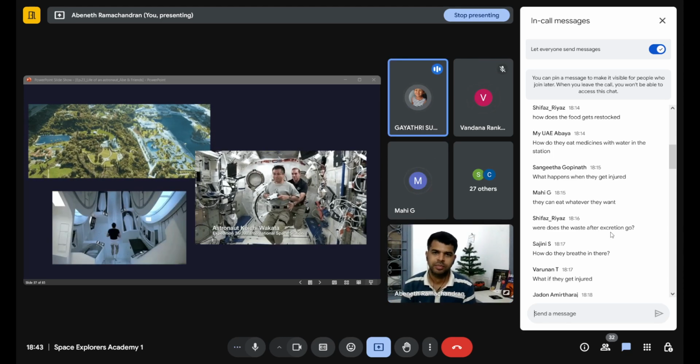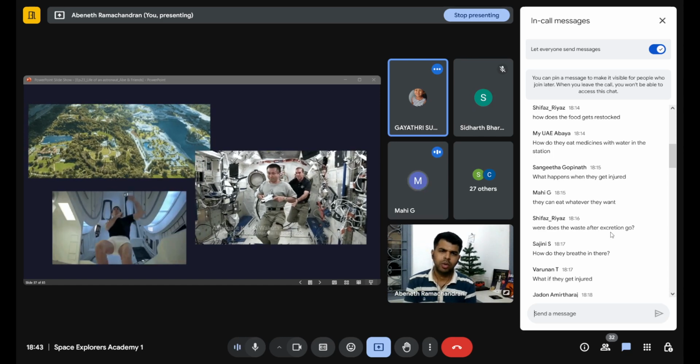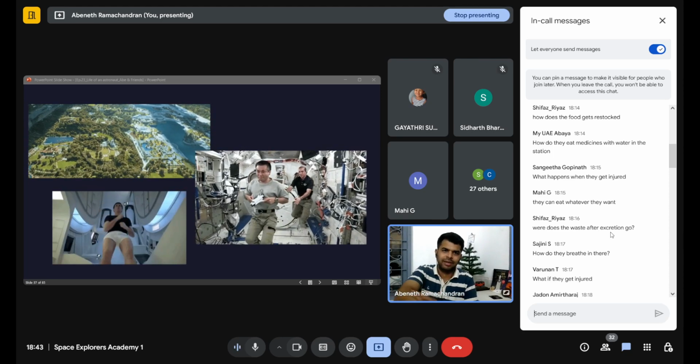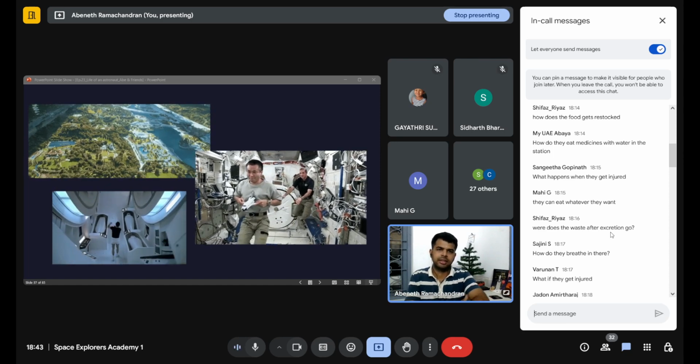Did they take a bath in that place? There is no need for a water bath, so they don't take a water bath. They usually use a dry towel to wipe all their skin surface.